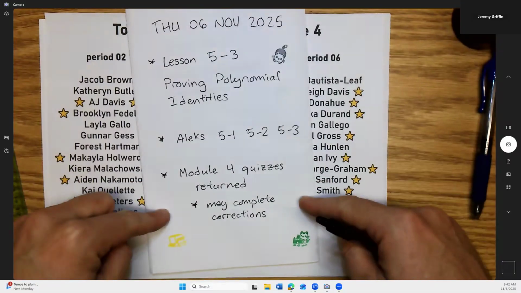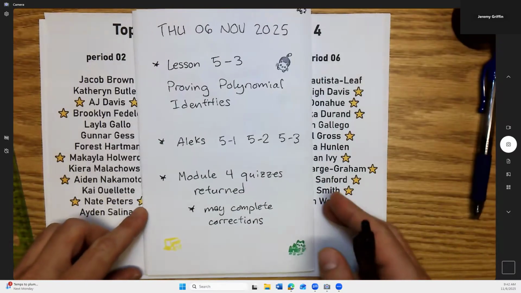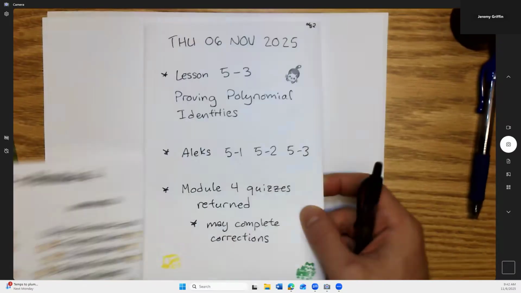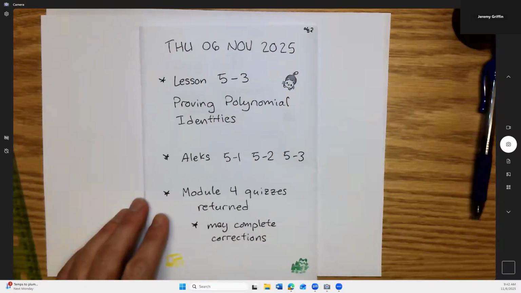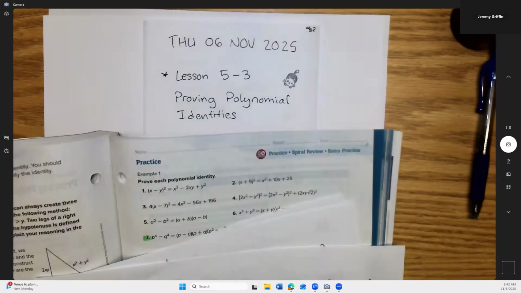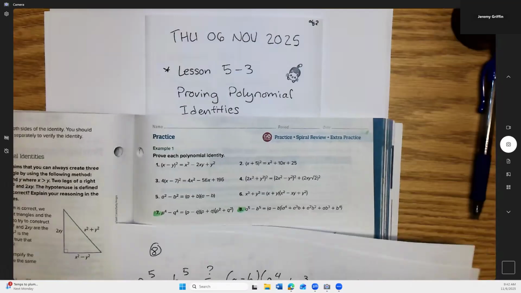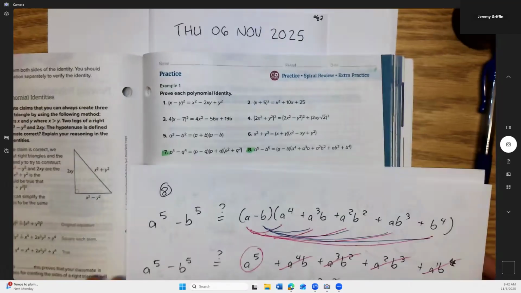If you want to complete corrections, you can do that. I'll give you partial credit back. And then the main thing we're doing today is lesson 5.3, proving polynomial identities. Actually, I don't think there's very much that's super unique in this lesson. We're still on polynomials. I think it looks kind of a lot like last lesson.